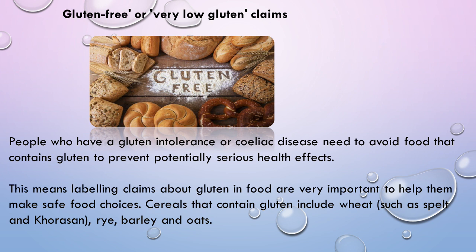Now, gluten-free or very low gluten claims. People who have a gluten intolerance or coeliac disease need to avoid food that contains gluten to prevent potentially serious health effects. This means labeling claims about gluten in food are very important to help them make safe food choices. Cereals that contain gluten include wheat such as spelt or khorasan, rye, barley, and oat.